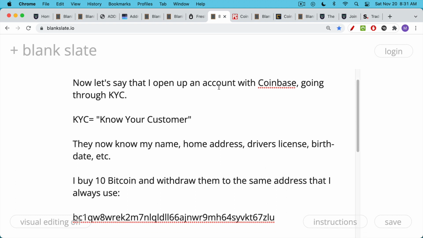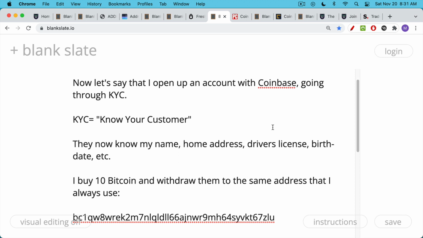So in order to open up a crypto trading account or a Bitcoin account with Coinbase, I have to give them my name, home address, driver's license, probably even take a selfie. I haven't done this in a while, but I think they're requiring that now. They're even doing facial scans for some of these crypto exchanges, which is quite scary. You do a facial scan through your computer camera or your phone camera. So they know all this personal information about me, including my birth date, etc.